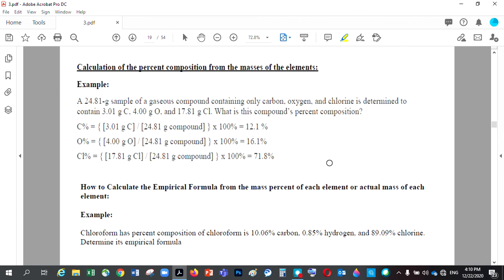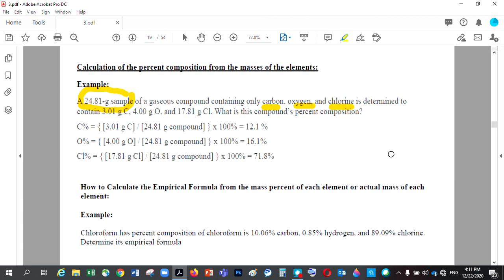Now let's look at the calculation of percent composition from the masses of the elements. As an example, I have a 24.8 gram sample, and the sample is in a gas state containing only carbon, oxygen, and chlorine. So this gas has 3 elements: carbon, oxygen, and chlorine.